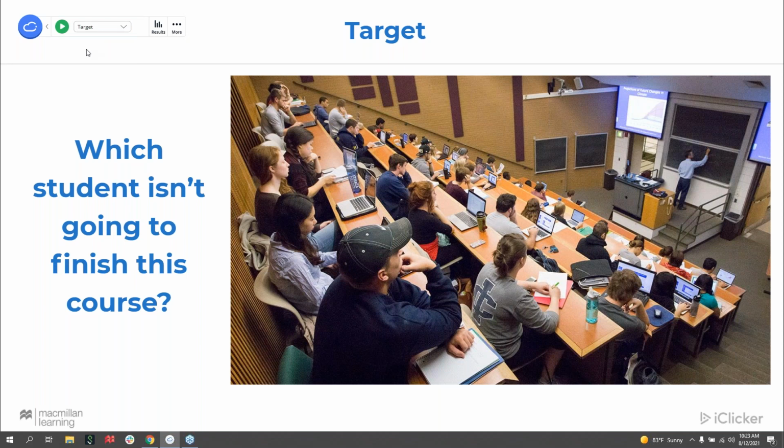So with a target question, what I do is I change it to target and I ask my question in the traditional way. An image is sent to students, and then for you to respond, what you're going to do is you are going to touch where you feel the student who isn't going to finish the course is sitting. And then once you've put that dot on your image, click the send button and it will send the response to me. So this is a really cool type of question for chemistry classrooms, mathematics classrooms, art classrooms, any classroom. This is a really interesting way to ask a question.